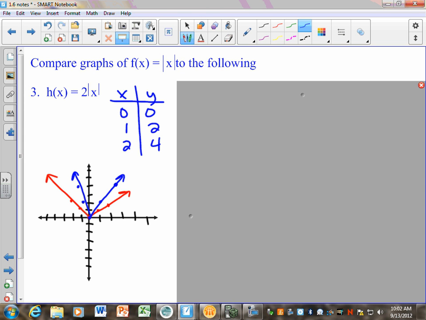Has my domain and range changed at all when I'm stretching and shrinking that graph? Still starts from the same point, it still uses all the same values. It's just changing the shape of it.